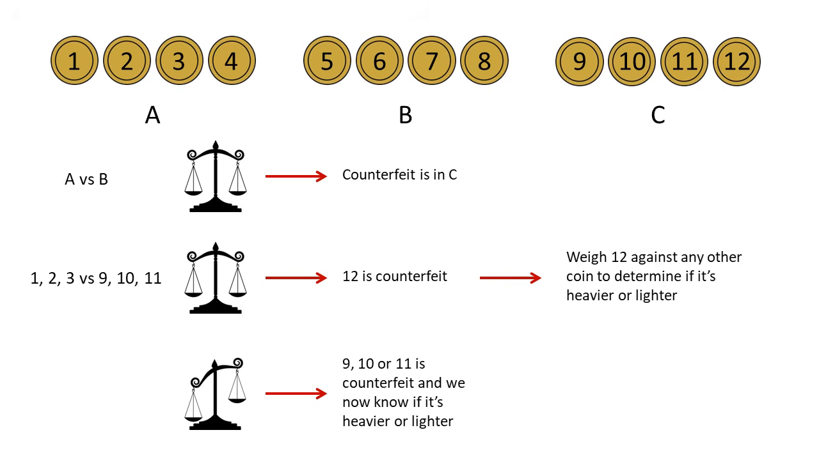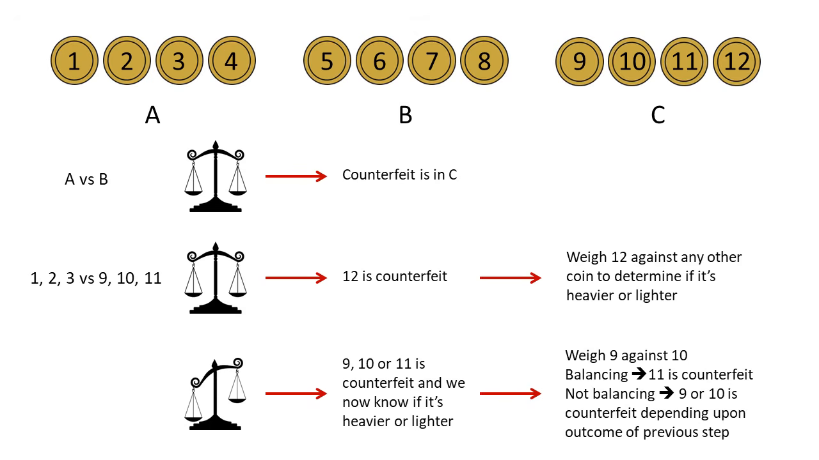We're now going to take 2 of those coins out of 9, 10, or 11. So let's say 9 and 10, weigh them against each other. If they balance, then 11 must be the counterfeit, and we've worked out in the last step whether it's going to be heavier or lighter. If they don't balance, then 9 or 10 is the counterfeit, and again, we've worked out in the last step whether we're looking for a heavy coin or a light coin. So if we're looking for a heavy coin, the heavier out of 9 or 10 is the counterfeit. If we're looking for a light coin, then the lighter is the counterfeit.